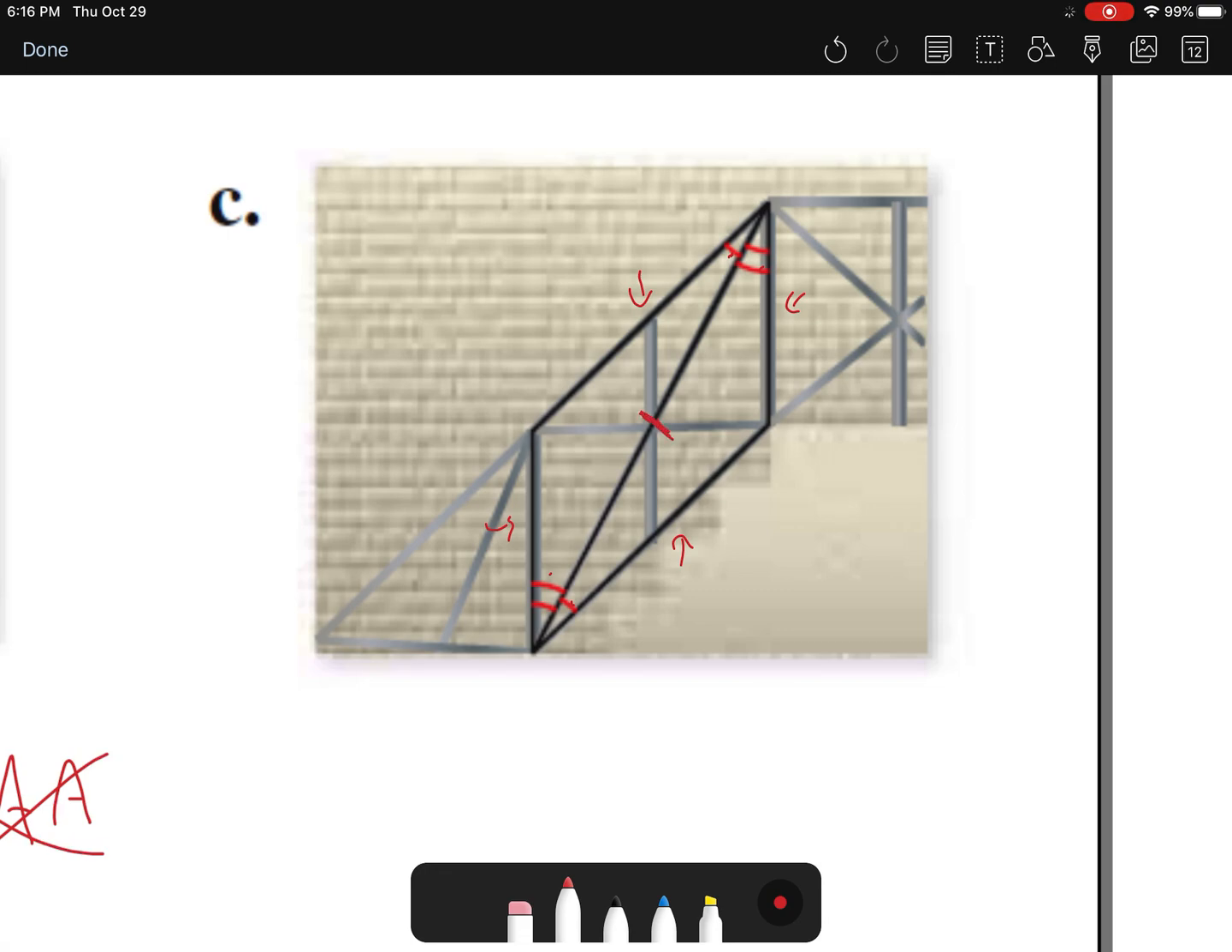You're right. It's in the middle. They share that side. Well, if they share that side, then it is included between the congruent angles, here, here, and here. So that would be angle, side, angle. So it works. So this would be ASA.